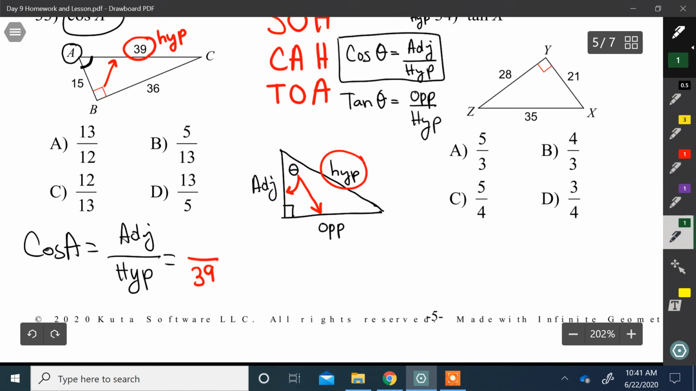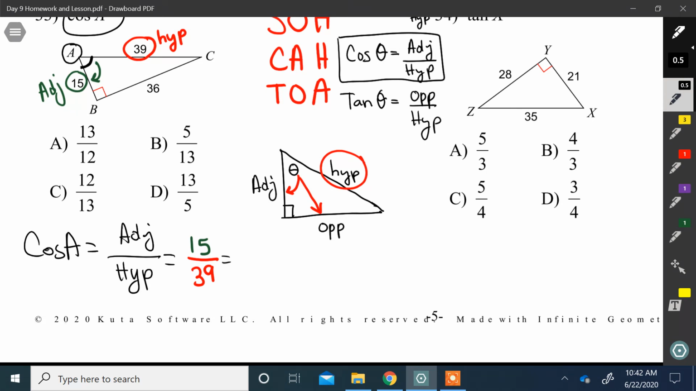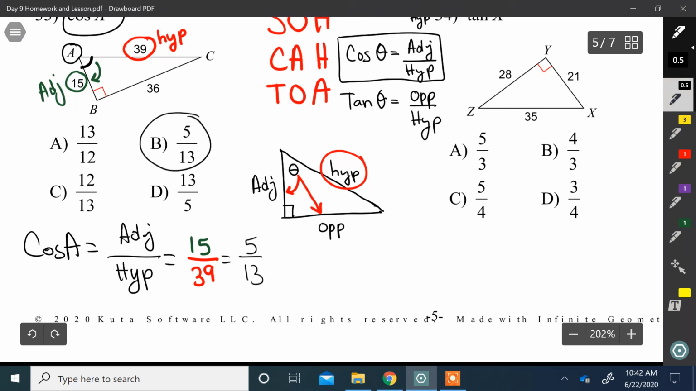Now let's talk about the adjacent side. Obviously it's not going to be this one because that's the hypotenuse, but the adjacent side is the one that is next to the A. Okay, that is not the hypotenuse. In this case, the adjacent will be 15. Now they are asking us here to simplify this fraction. I could simplify by dividing by 5, or actually by 3, and that's going to give me 5 over 13, and that is what the answer is.